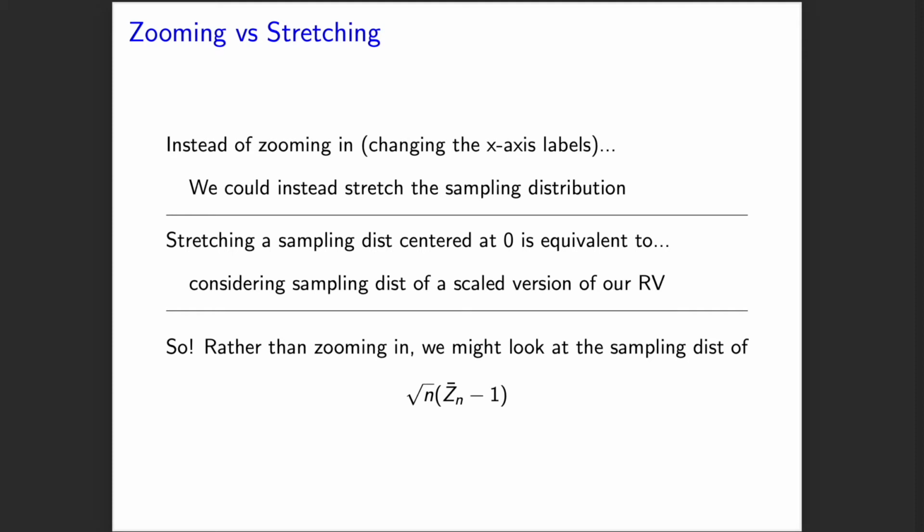It means rather than that whole zooming in exercise, we might instead look at the sampling distribution of square root n times the quantity z bar n minus 1. Now, rather than zooming in, we're really just stretching that sampling distribution such that it's always on that original scale. So let's look at what happens here.